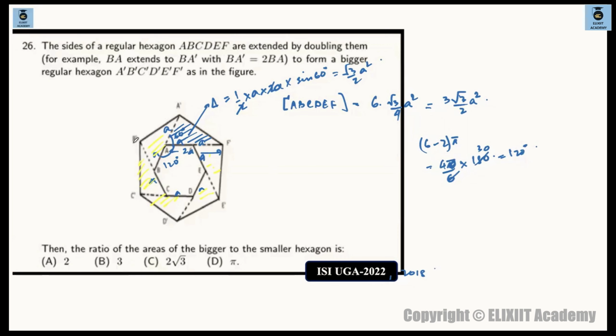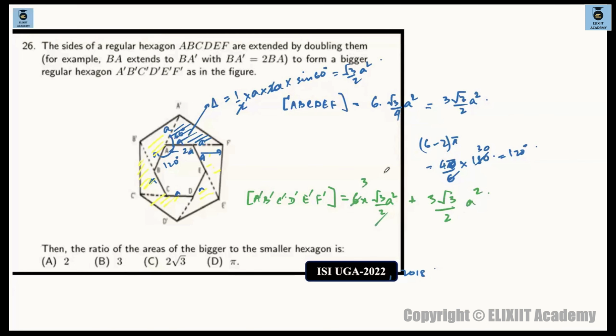So the total area of the bigger hexagon will be the area of the smaller hexagon plus all these 6 triangles. Understand? So the area of the bigger hexagon, meaning A dash, B dash, C dash, D dash, E dash and F dash, will be the area of all these 6 triangles, meaning 6 times root 3 by 2 A square, and then plus what? Plus the area of the smaller hexagon, which is root 3 by 2 A square, 3 root 3 by 2 A square. Will that work? So how much is this? Now solve.